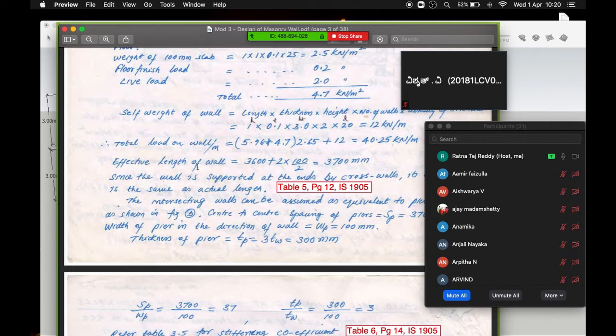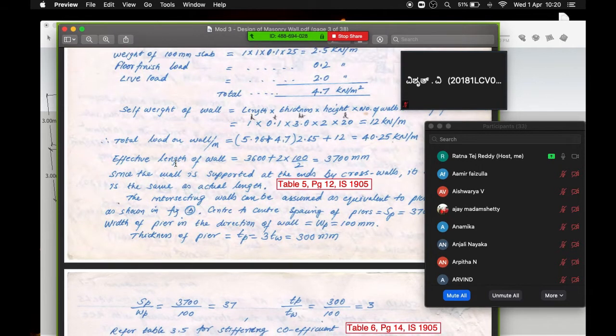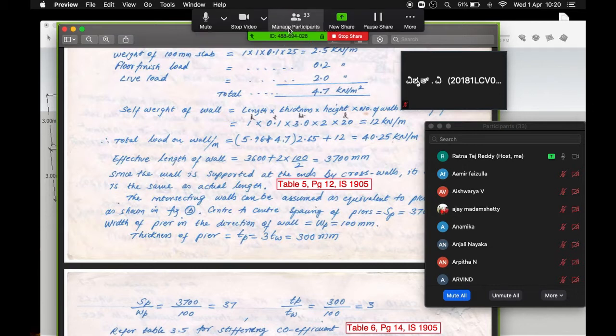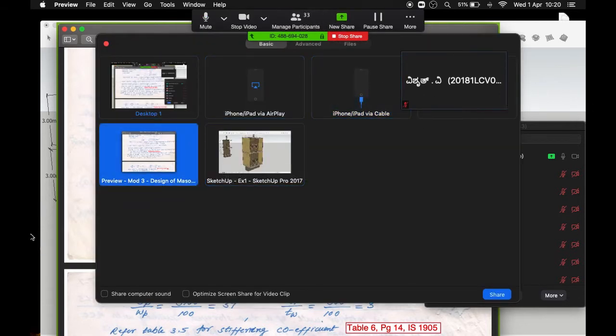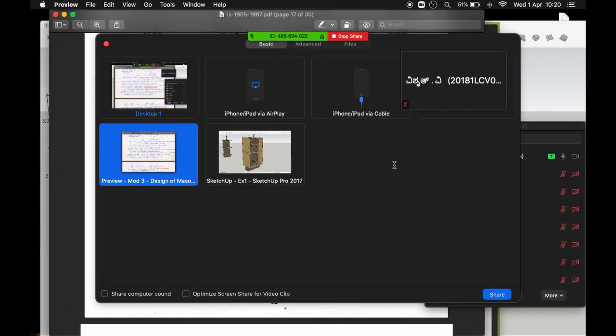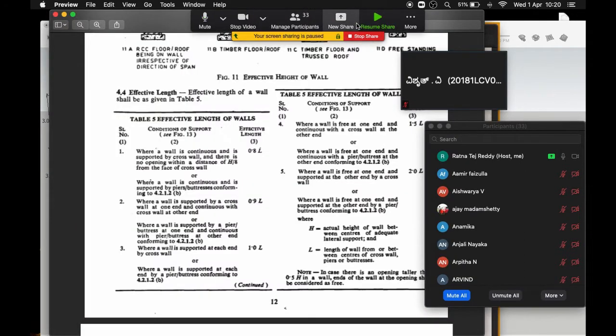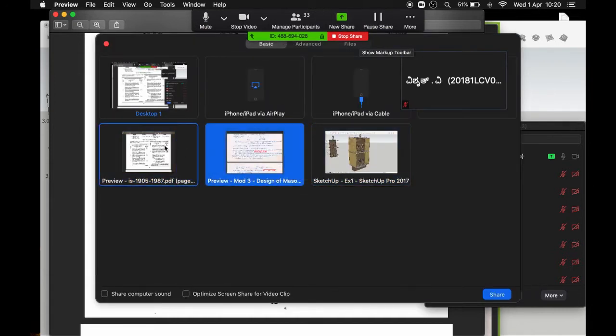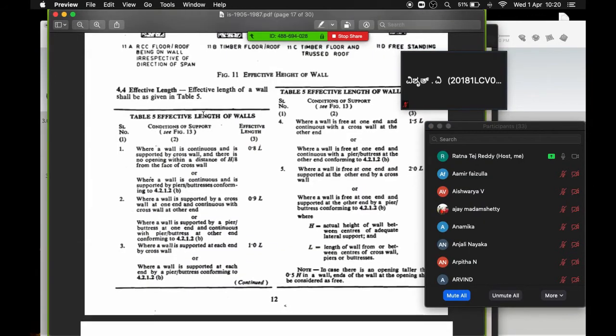you should not be confused over here, because the usage of the word effective is slightly ambiguous. One thing is, effective length of the wall in terms of masonry structures is something that comes out of Table 5. Let me show you that as well. Table 5 shows the effective length of the wall. That is purely dependent upon its end conditions. If you have supports on either end, it is 1L. If you don't have something, it is completely dependent upon the condition of the support.